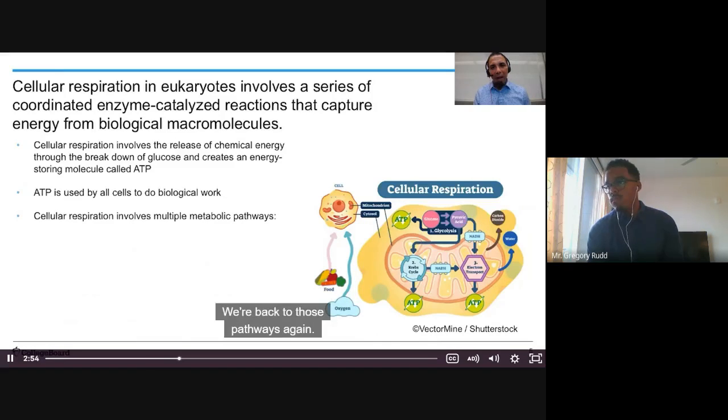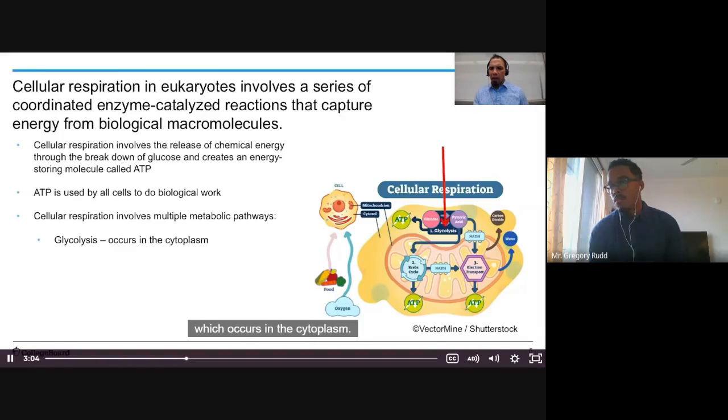We're back to those pathways again. Pathways are important, right? They're sequential so that you can release small amounts of energy each time. And so our first one is glycolysis, which occurs in the cytoplasm. So you can see where that arrow just popped in. That's glycolysis. All of these processes start with glycolysis. Glycolysis is a conserved process. All living things do glycolysis.